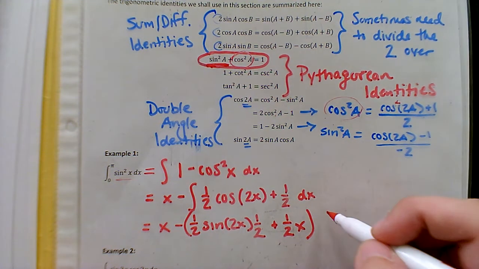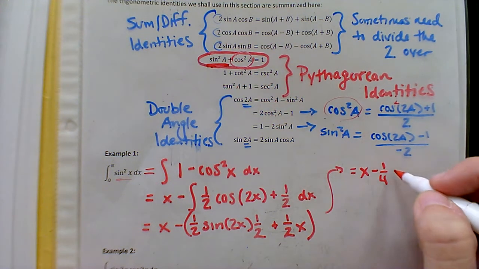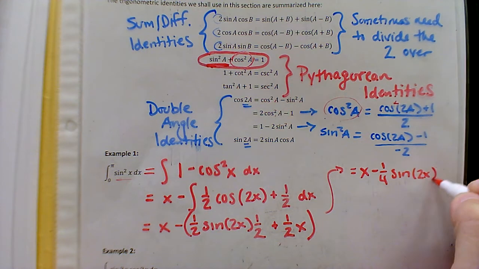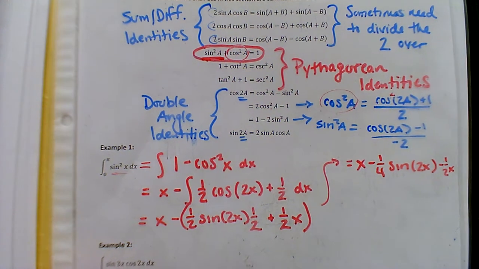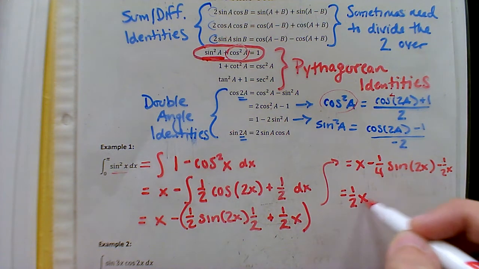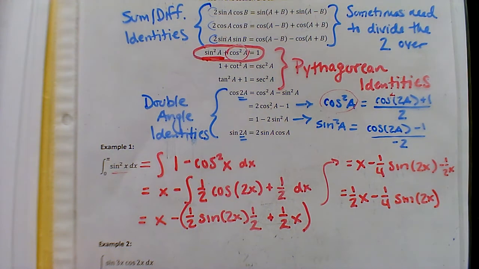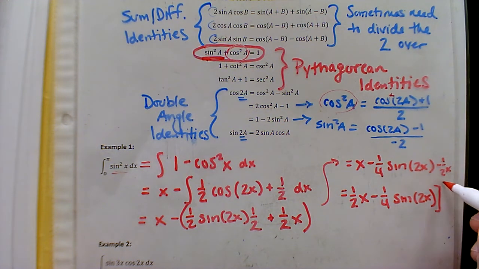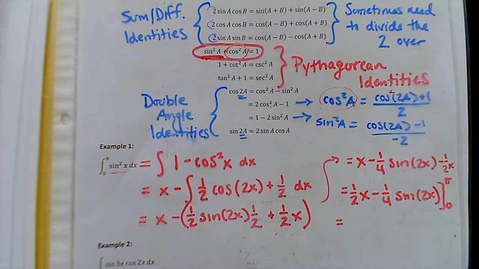If we distribute in that negative, we'll have minus, let's see, 1/4 sine of 2x minus 1/2 x. And then combining some like terms with those x's, we'll have 1/2 x minus 1/4 sine of 2x. So there's our antiderivative using some of those trig identities to help us rewrite the integral. We do know the bounds. We're going from 0 to pi. So we got to plug in top minus bottom.